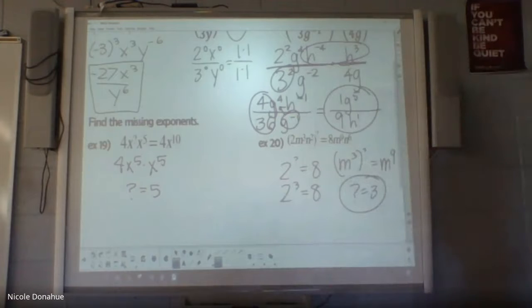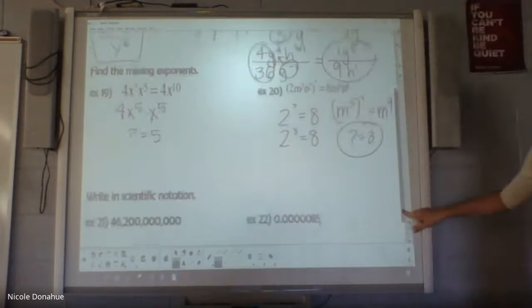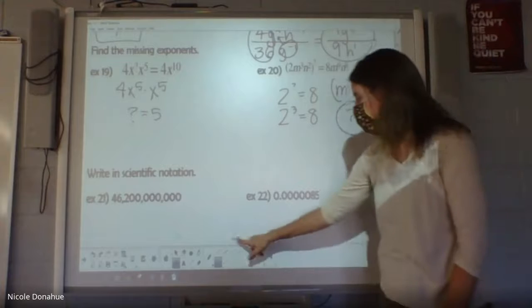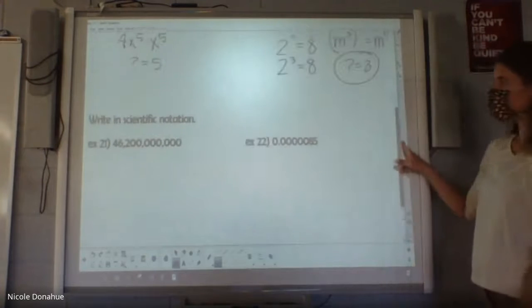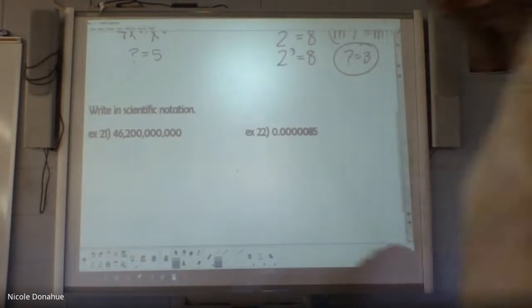Okay. We're going to talk about scientific notation, and then we'll be done for today. So I'll kind of get you guys through this, finish our first section. Not have to take 3 days for it. So scientific notation is a way to show really large numbers or really small numbers. Do you guys remember how to do this? So we have 46 billion there.